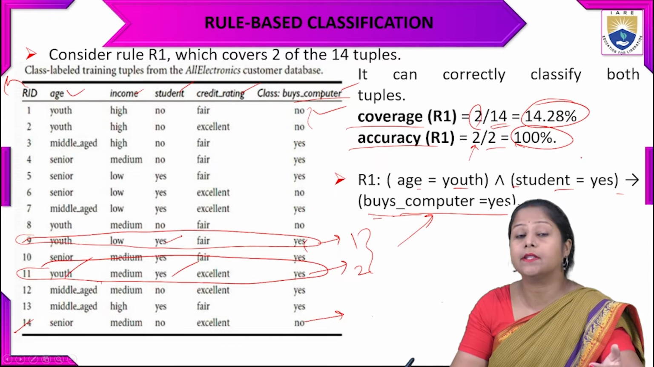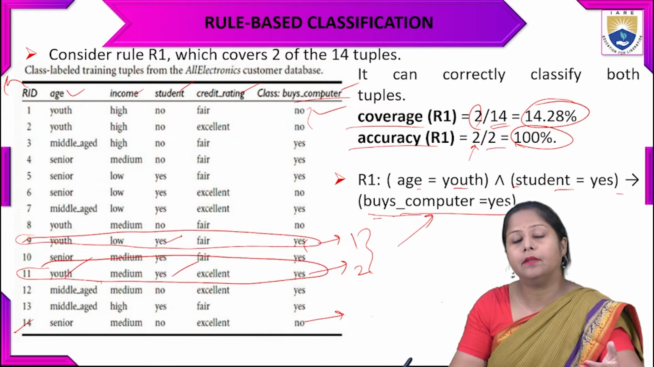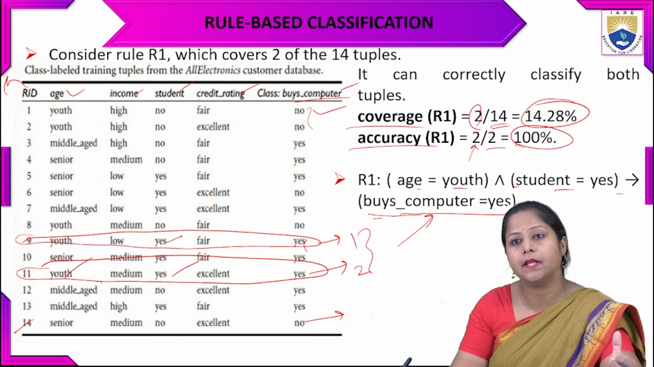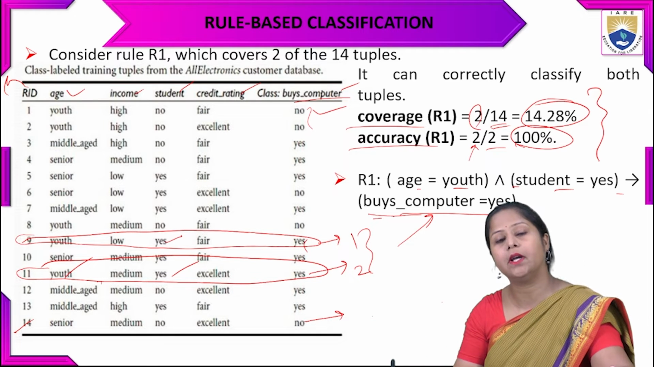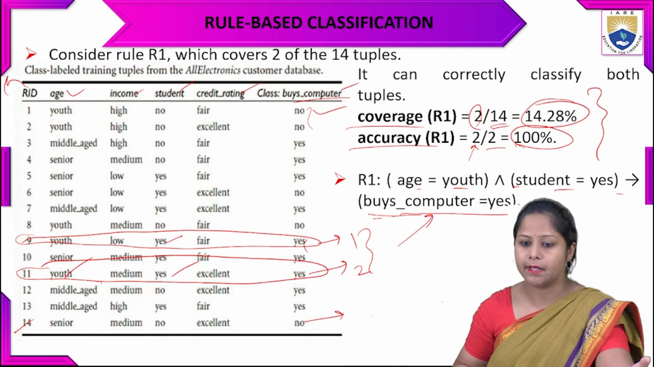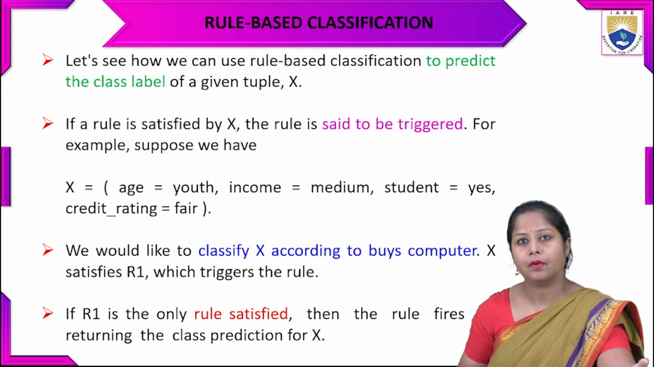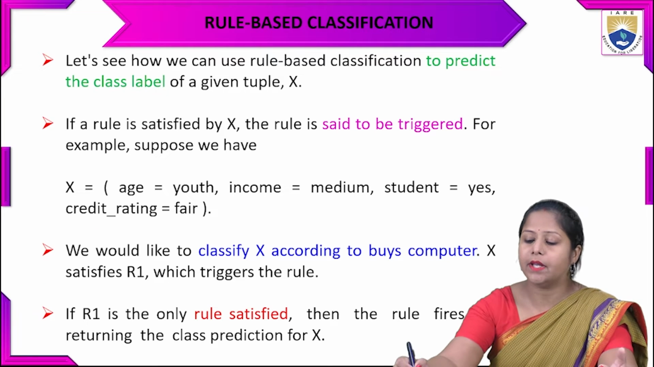So the rule is covering those two tuples, covering all of the information in that particular case. So we have worked out the coverage and accuracy from this example.